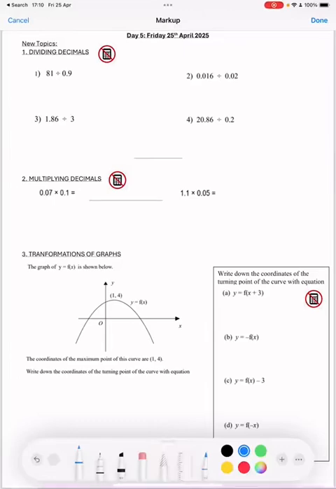So Friday the 25th of April, new topics. We're doing dividing and multiplying decimals and transformation of graphs.